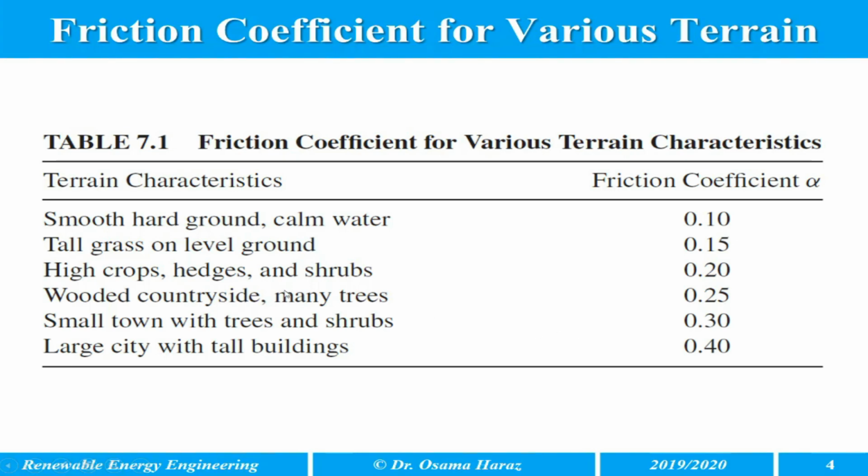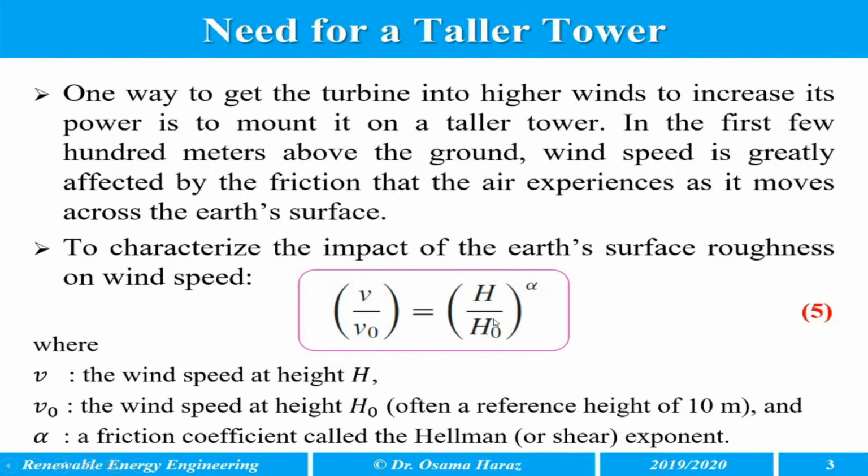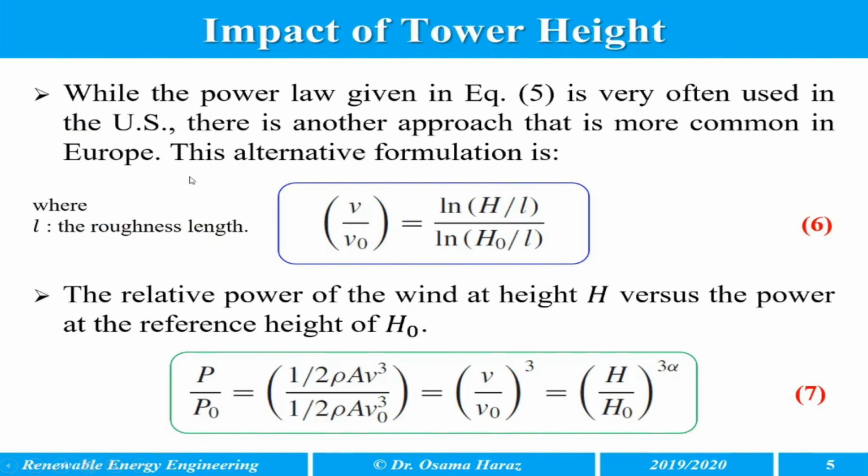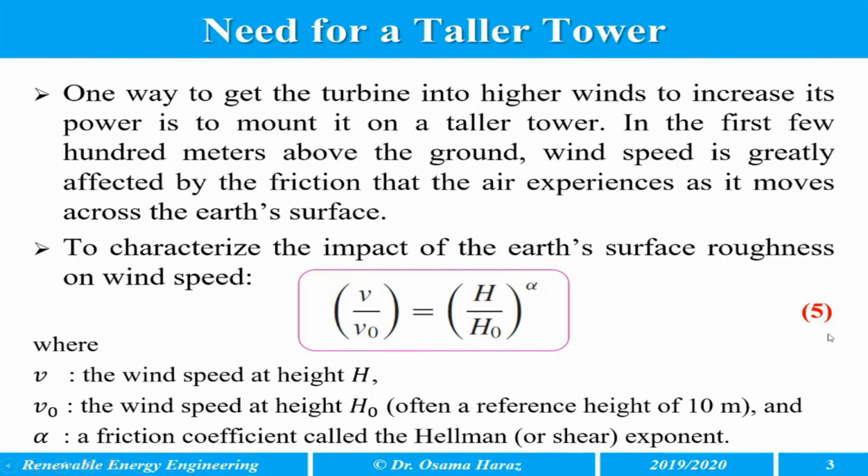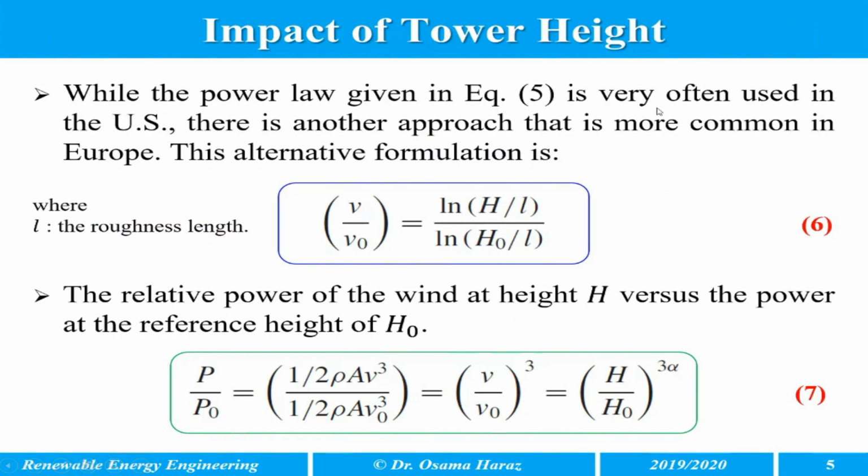So according to your situation, you have to select the right friction coefficient alpha, and then you can apply this formula to get the right wind speed at that height. While the power law given in the previous equation 5 is very often used in the United States, there is another approach that is more common in Europe.